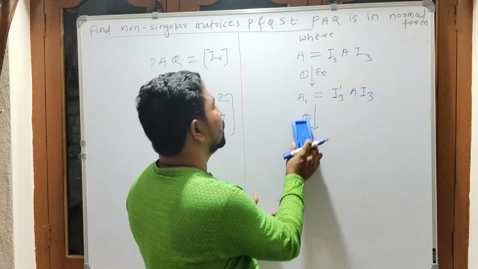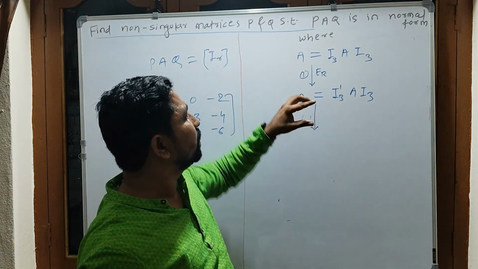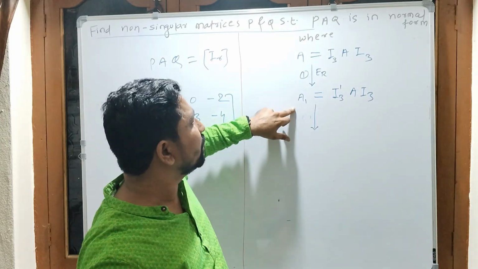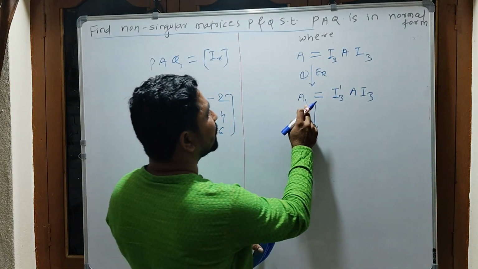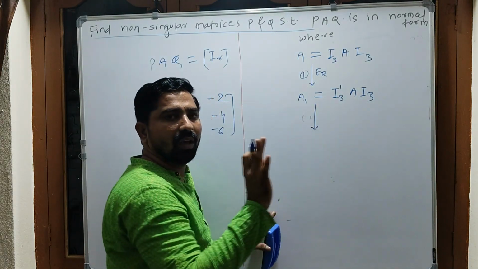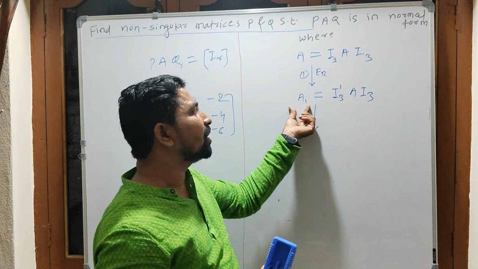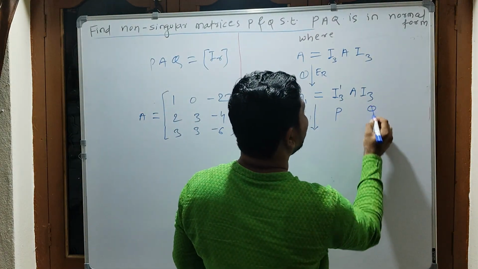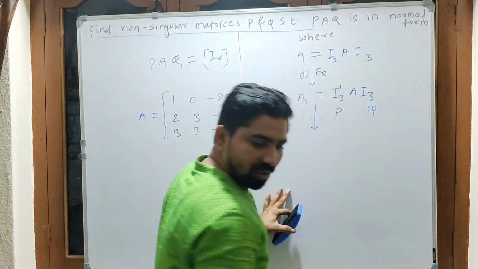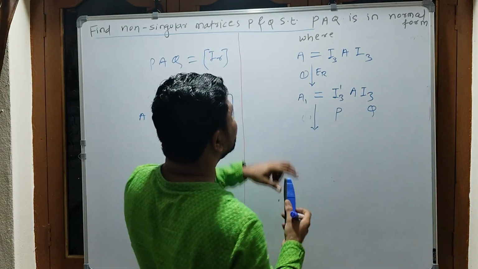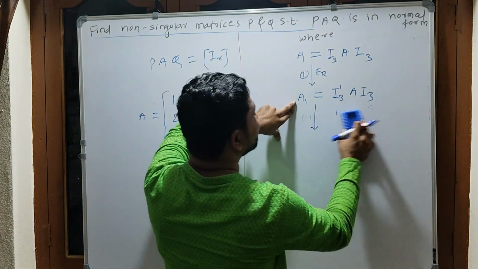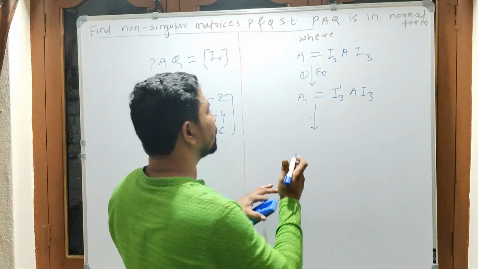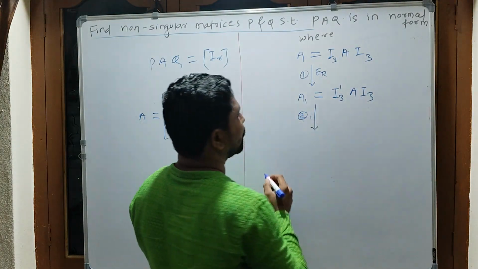Now if at this stage, in my first step of elementary operation, this matrix is in the normal form, here I am saying if this A1 is in the normal form, at that time this is my P and this is my Q. If this A1 is not in the normal form, again we have to apply elementary operations. So for example, this is my second step of elementary operations.